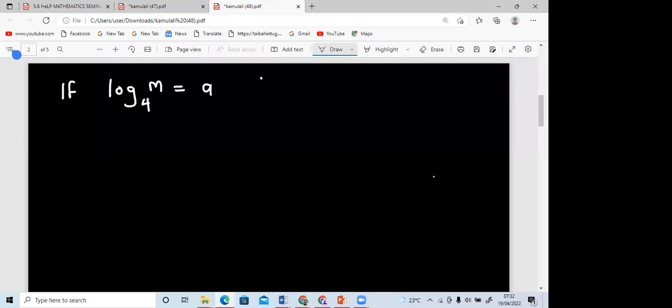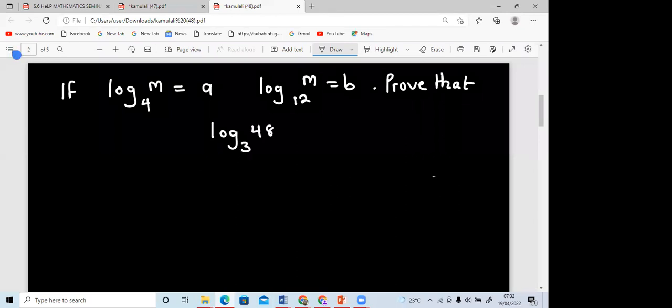So we are going to prove that log 3, 48 is equal to (a plus b) out of (a minus b). Let's prove and see. We first work out and then we can do it together.